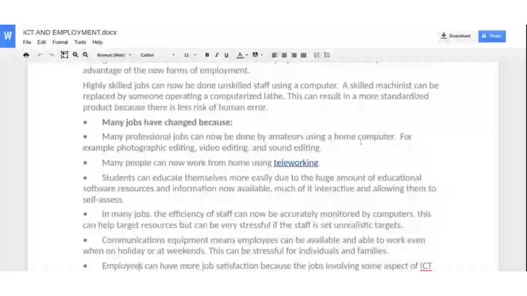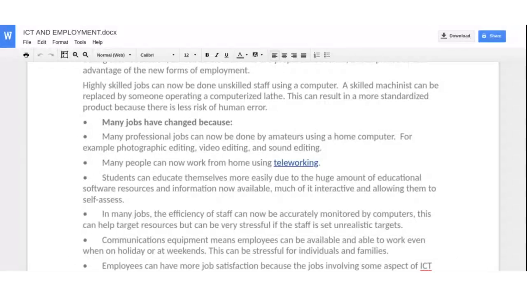For example, photographic editing, video editing, and sound editing. We find that just by having some good skills in the use of the computer and knowing some applications and programs, how they can handle certain things, like editing a video and sound, this could actually be the creating of a job. It is work that could be done by somebody who didn't necessarily train in video editing, but because they know how to use a computer, they can learn.